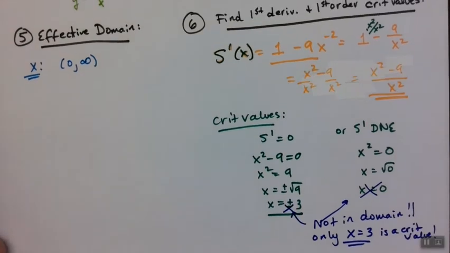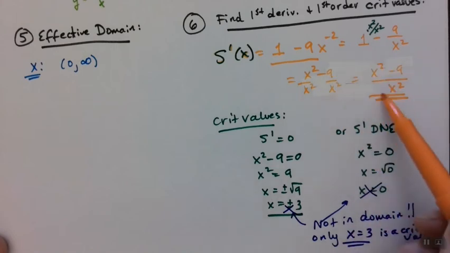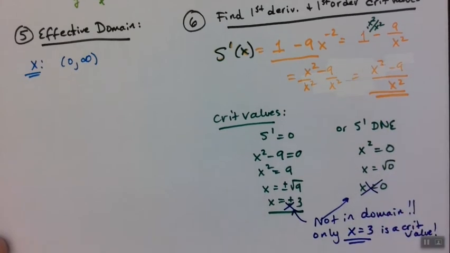It just occurred to me you might want to see the math for how that works. So it's x squared over x squared minus 9 over x squared. That's x squared minus 9 over x squared.